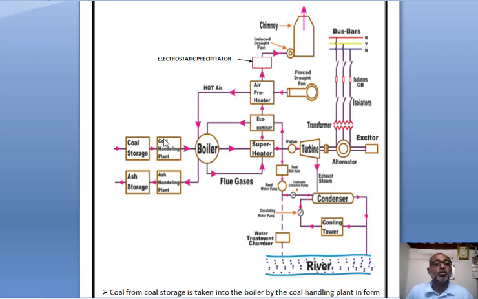where the coal is converted into powder form. So this coal is burned in this boiler. That means it produces heat. Now due to this heat, whatever water is in this boiler is converted into steam.